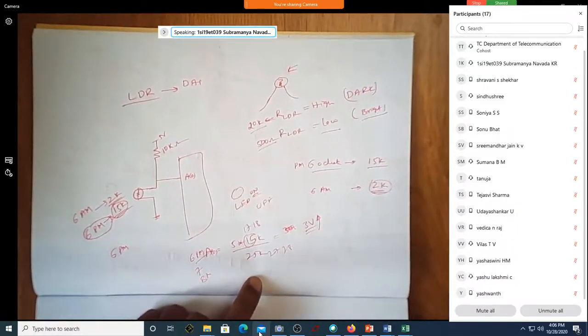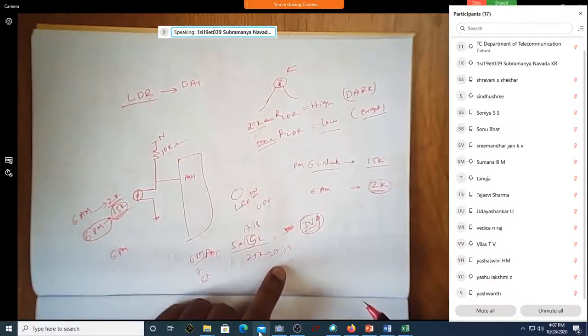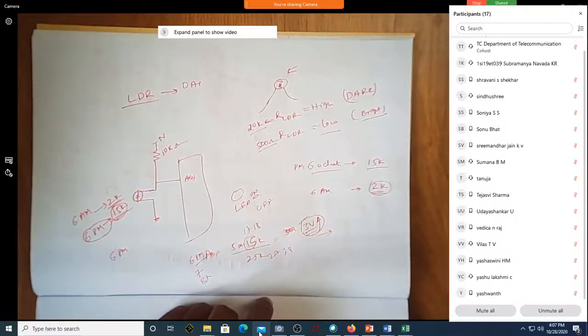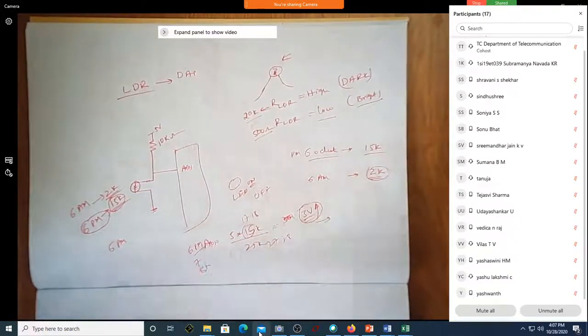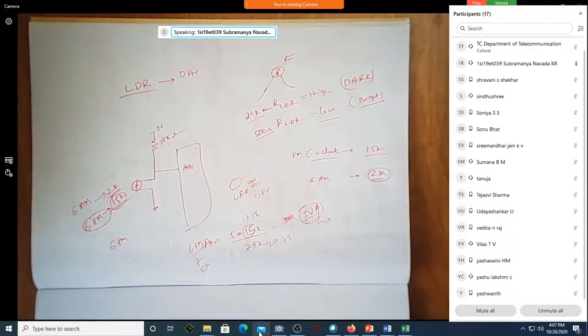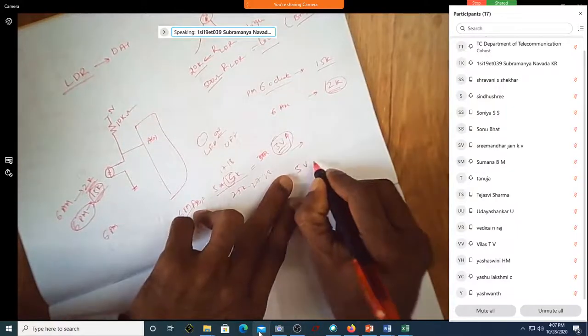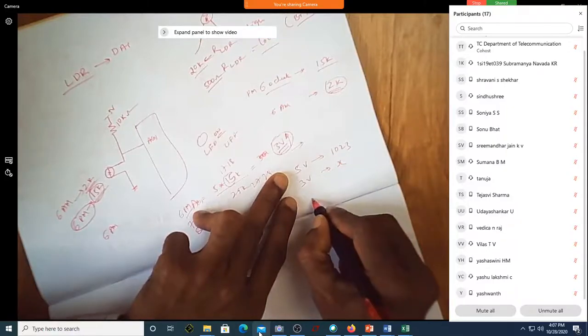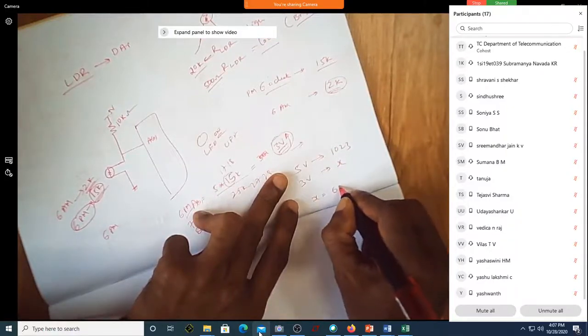So what is your threshold? Threshold is 3 volt. What is the digital equivalent of 3 volt? Because I have to write a program now. You have to say if A0 is 615, turn on the LED. 5 volt corresponds to 1023. 3 volt corresponds to X. What is X? 615.